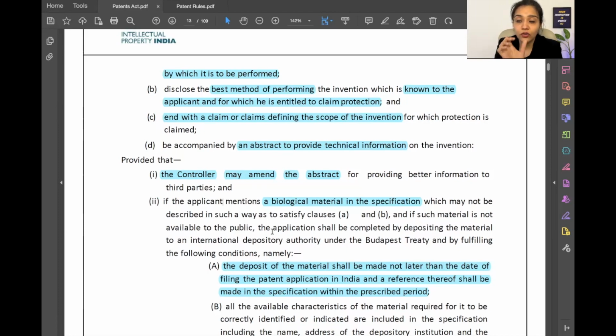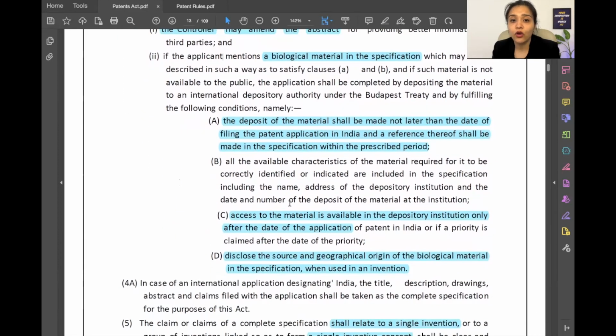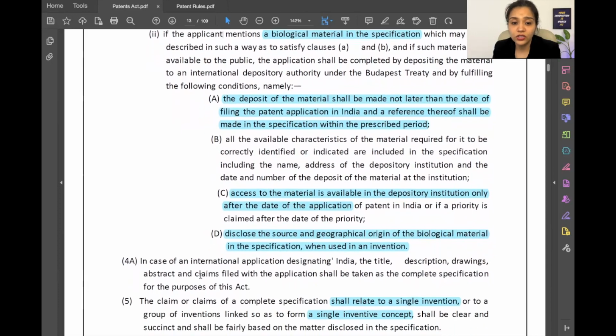So if we are using such kind of material, we need to deposit the material in the international depository, which is authorized under the Budapest Treaty. And we need to satisfy the following conditions. What are the conditions? The deposit of the material shall be made not later than the date of filing of the application in India, and reference thereof shall be made in the specification within the prescribed period.